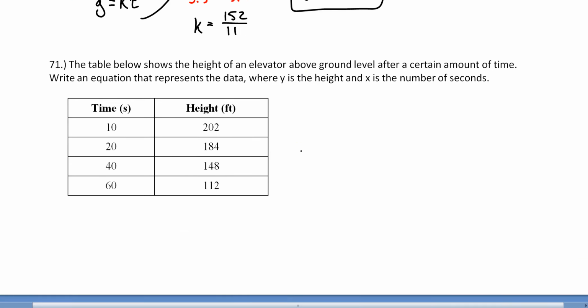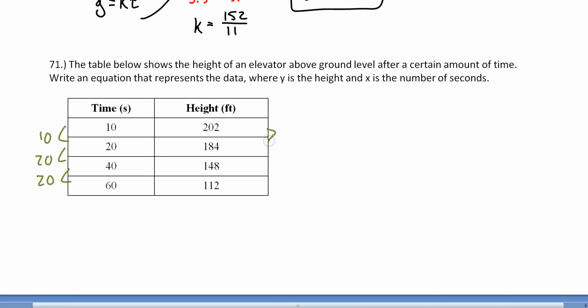The next one says the table shows the height of an elevator above ground level after a certain amount of time. Write an equation that represents the data where y is the height and x is the number of seconds. Once again, if it's a constant rate of change, we look at this. It goes up by 10 the first time, and then it goes up by 20, and then it goes up by 20 again.